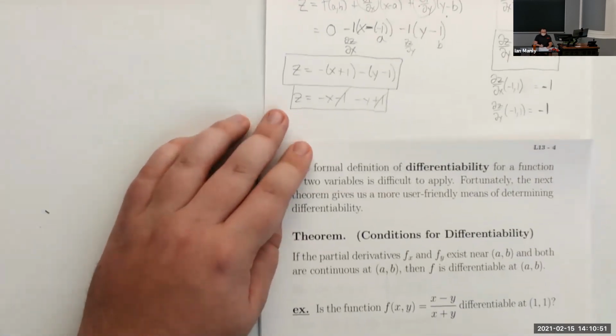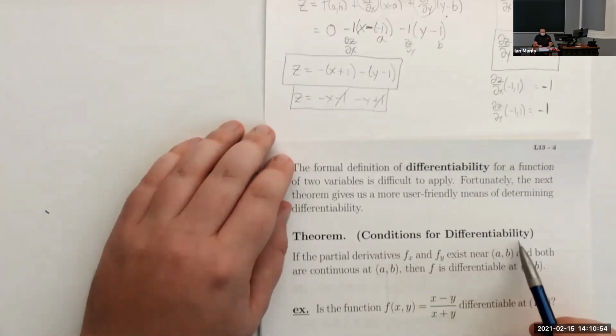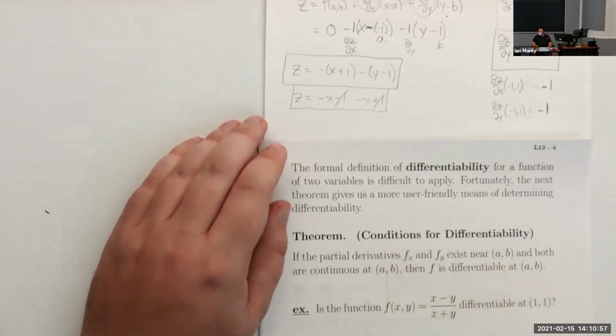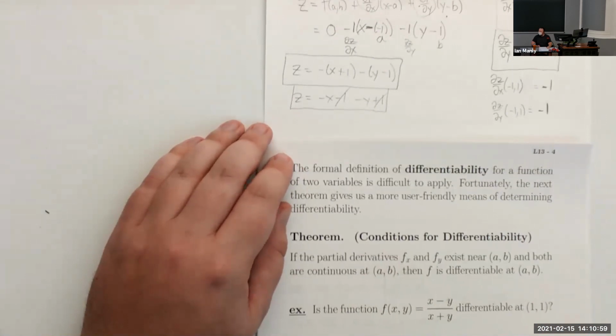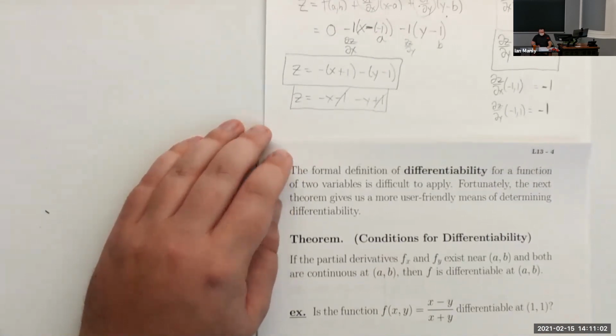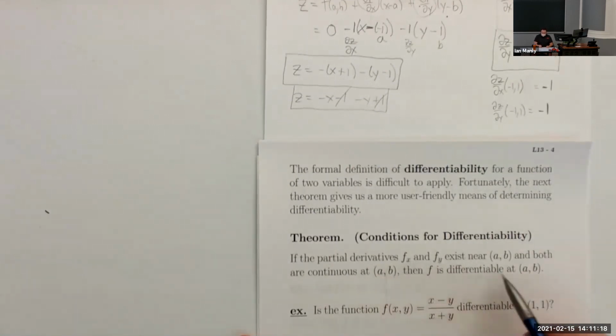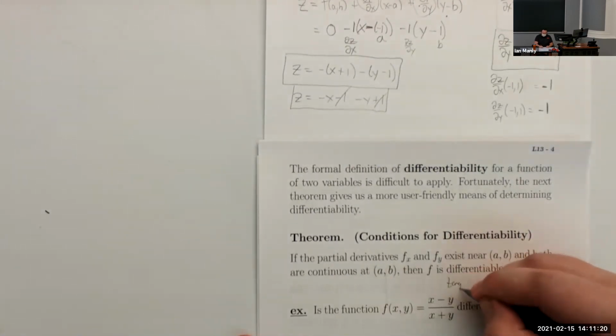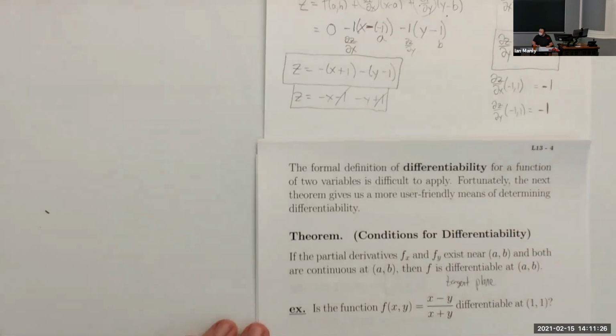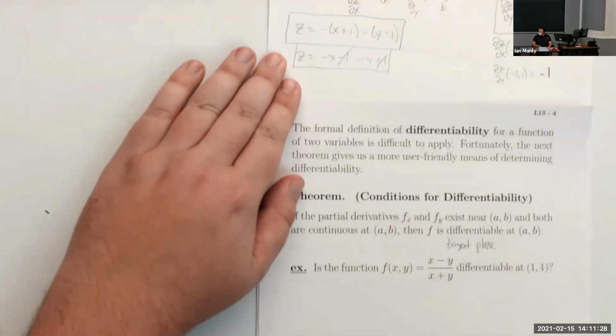Okay, so here's a theorem. Here's a sufficient condition for differentiability, meaning that if the following conditions are true, then we know we can find a tangent plane for our function. So if we take both of our partial derivatives, fx and fy, and they exist near a point, and they're also continuous at that point, so not just the function, but the partial derivatives are continuous, then we know f is differentiable there, meaning we can get ourselves a tangent plane.